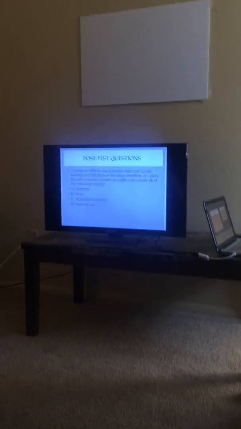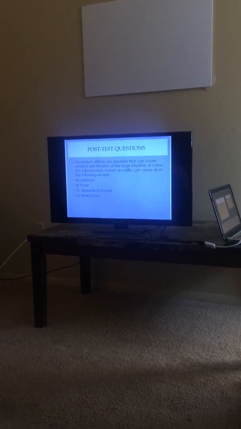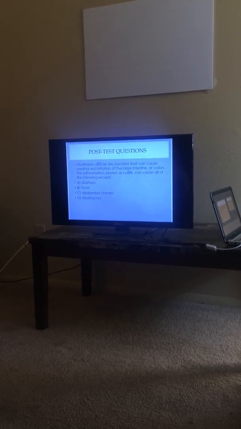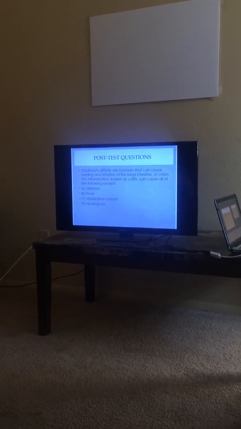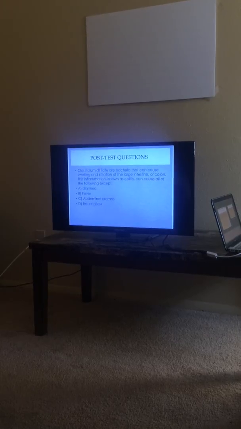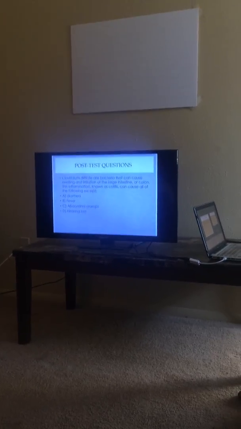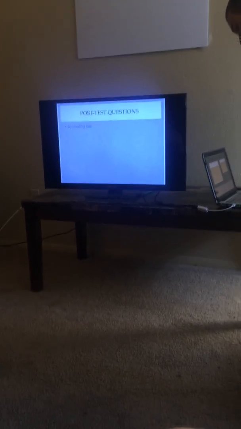Clostridium difficile are bacteria that can cause swelling and irritation of the large intestine or colon. This inflammation, known as colitis, can cause all of the following except A. Diarrhea, B. Fever, C. Abdominal cramps, or D. Hearing loss. What you guys think? D. Correct again.